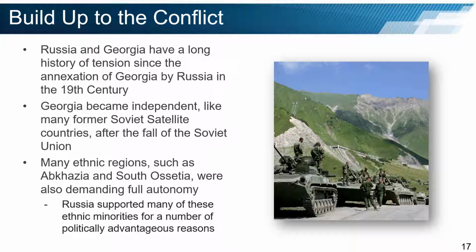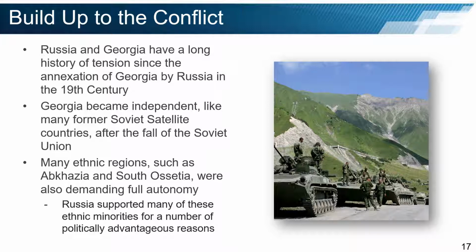Many ethnic regions of Georgia, such as Abkhazia or South Ossetia, were also demanding autonomy, which seemed reasonable at first, but as demands escalated and turned confrontational, they pushed the limits of what the Georgian government was willing to tolerate. Russia supported many of these ethnic minorities for a number of politically advantageous reasons. Before 2008, Russia tried to influence the Georgian economy by blocking trade and other means of economic pressure.